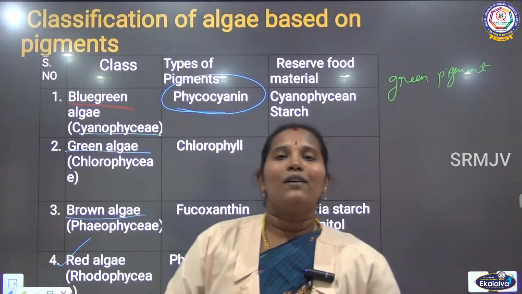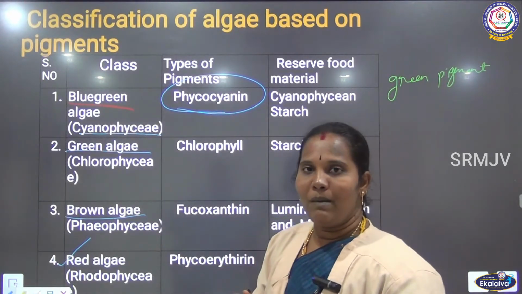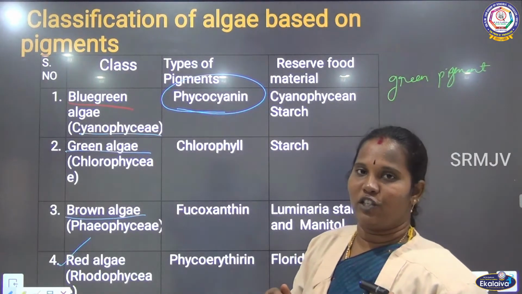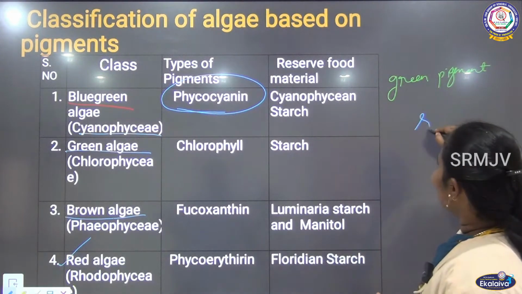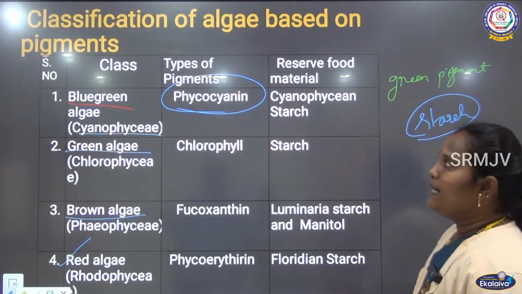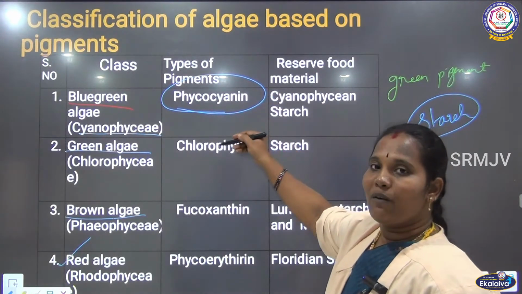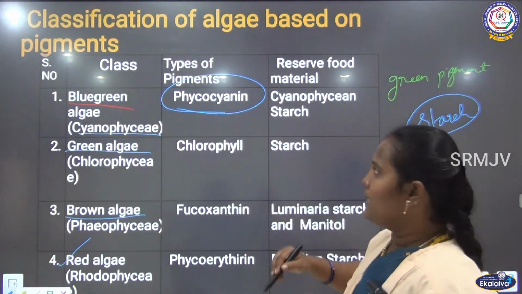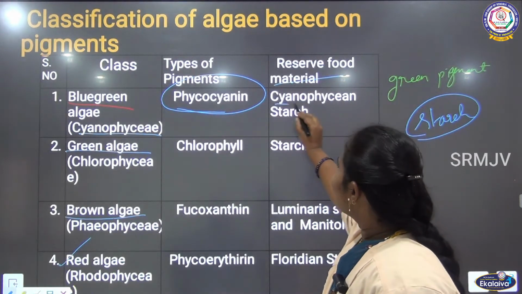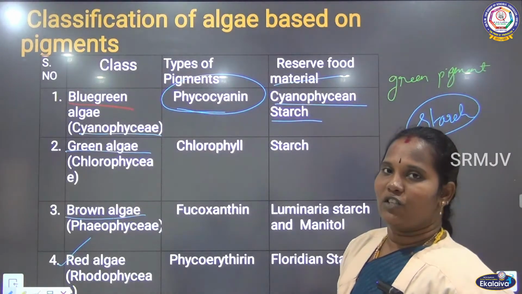Okay. What is the food material? If a plant has the green pigment chlorophyll, it prepares glucose, which is then converted into starch. Their food material is starch; they store it as starch. But blue green algae don't have chlorophyll, they have phycocyanin. What is their food material? They reserve their food as cyanophycean starch. Clear?